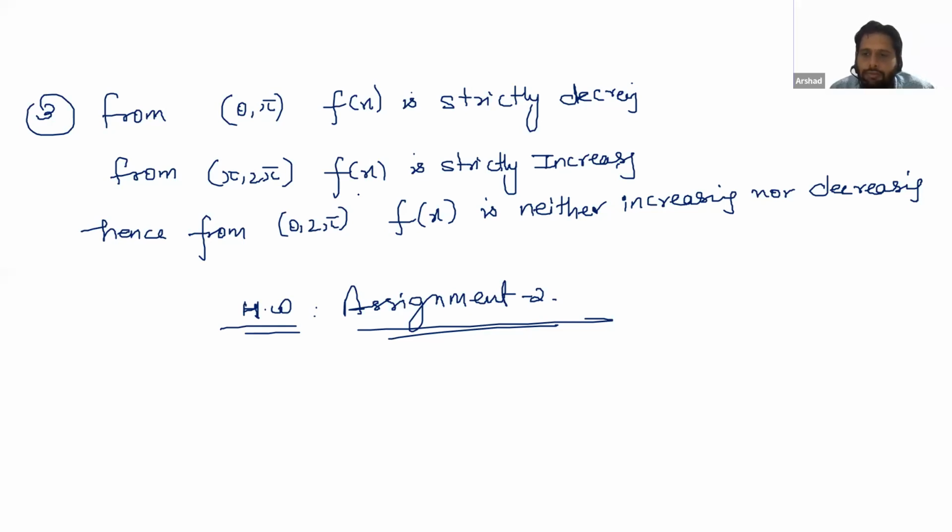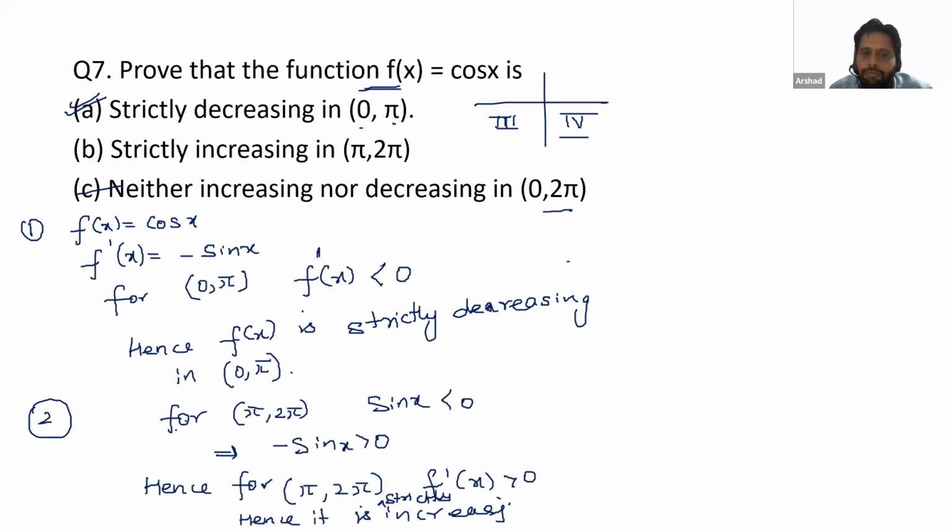Darshan, you got disconnected. Please check here. From 0 to pi, f(x) is strictly decreasing. From pi to 2 pi, f(x) is strictly increasing. Please check the second one: for pi to 2 pi, sin x is less than 0, because this is the third and fourth quadrant. If this is less than 0, then minus sin x will be greater than 0. And this minus sin x is f dash x. So for pi to 2 pi, f dash x is greater than 0. Hence, it is strictly increasing. Please note this down, Darshan, then we will see the third part.